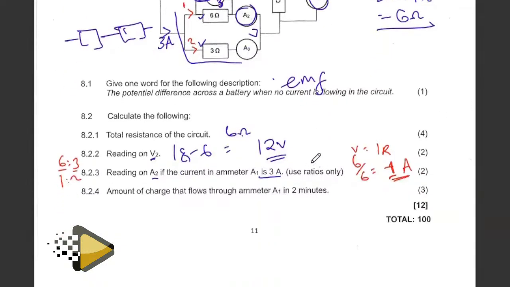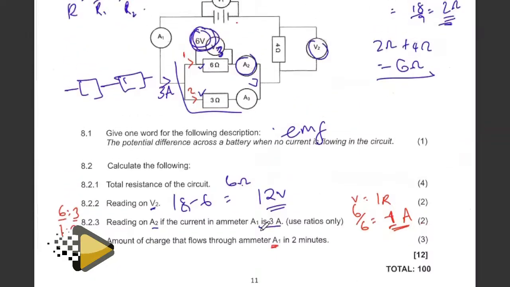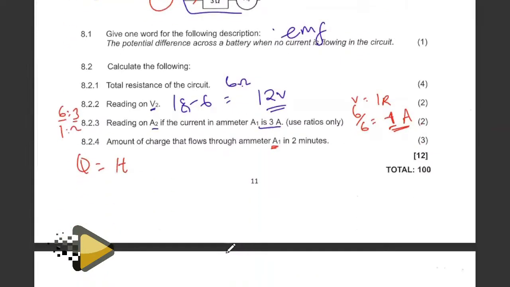Then the amount of charge that flows in A1. Where is A1? A1 is the current, which is 3 amps. We know that charge Q is given as I times t. Q is equal to It. We're looking for Q. So the current is 3 multiplied by the 2 minutes. 2 minutes need to be changed to seconds, which means we multiply by 60. Then 3 times that, I'm getting 360 coulombs.